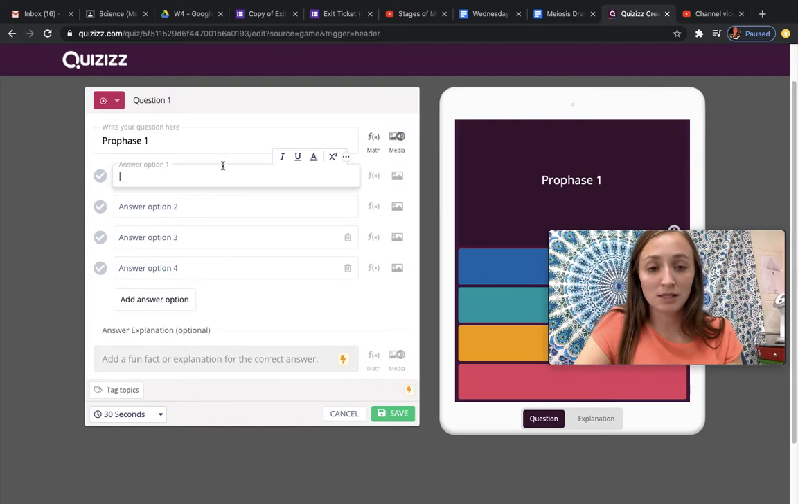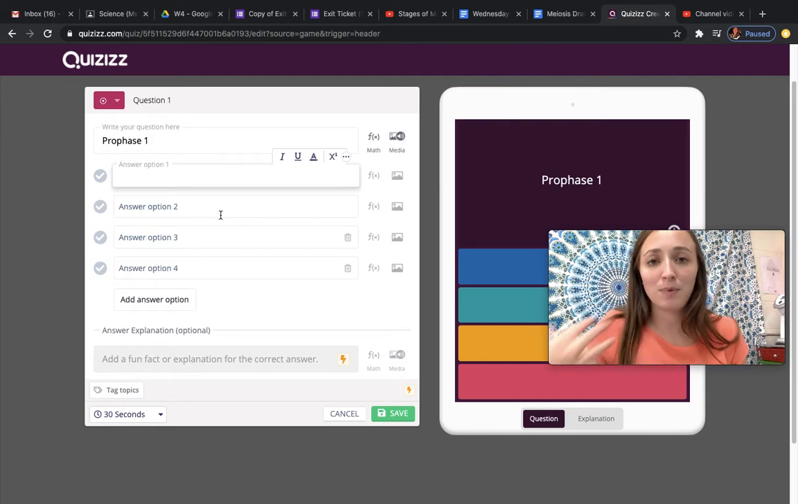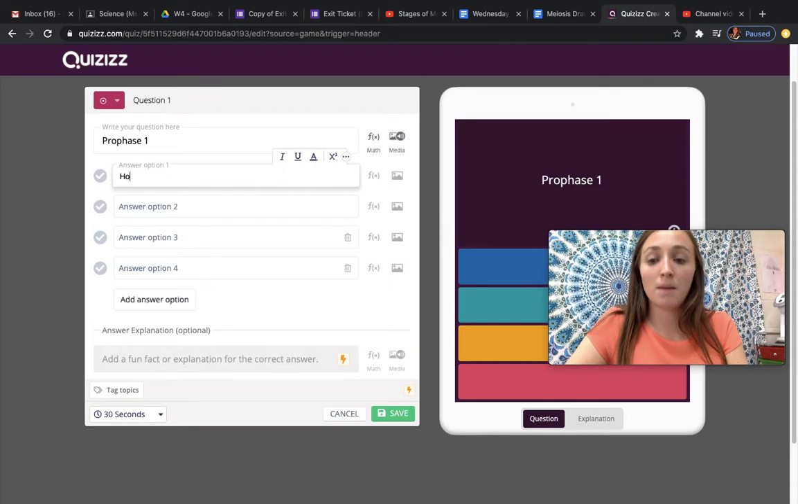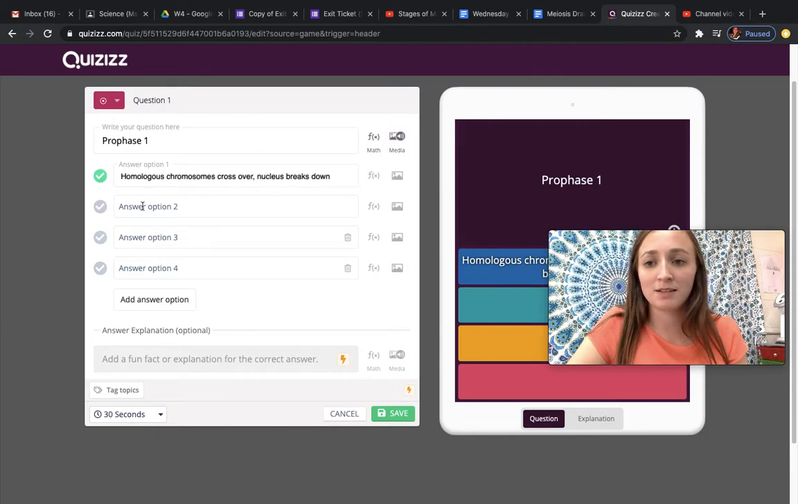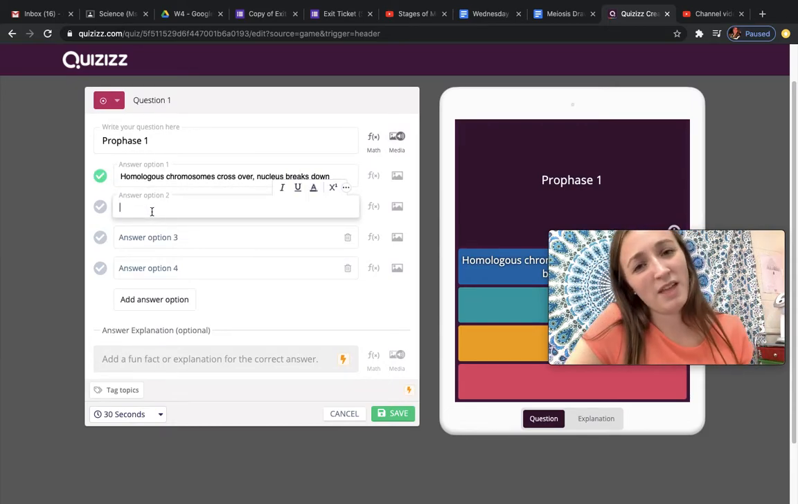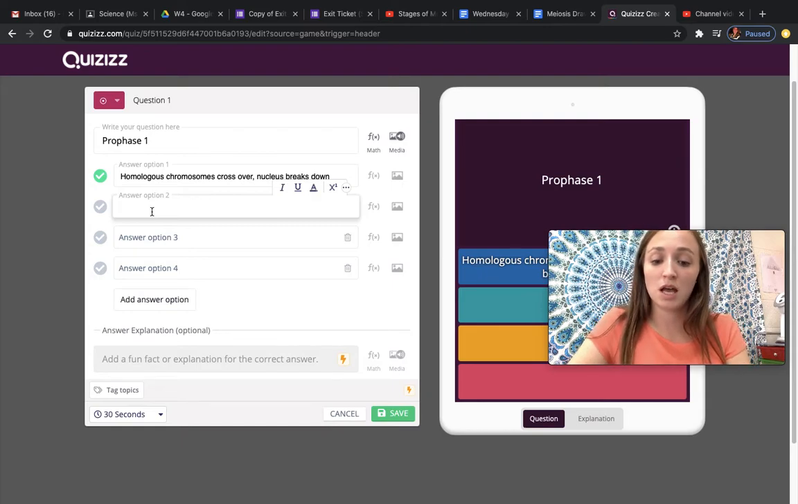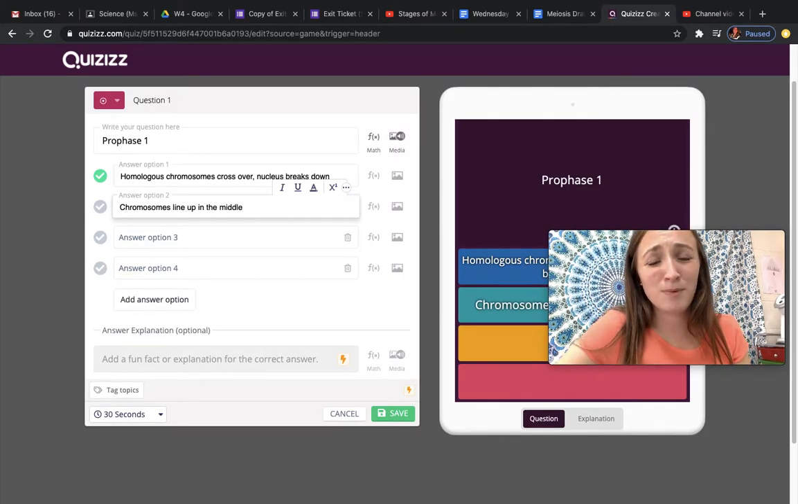Now the answer choices, it's a quiz, so one choice should be correct. Describe what is happening during that phase. You can say the homologous chromosomes cross over and nucleus breaks down. And make sure you mark that as the correct answer. And then, of course, like any quiz, have some wrong answers. So you can say chromosomes line up in the middle. That doesn't happen in prophase 1, that's metaphase 1. So don't mark that as correct.